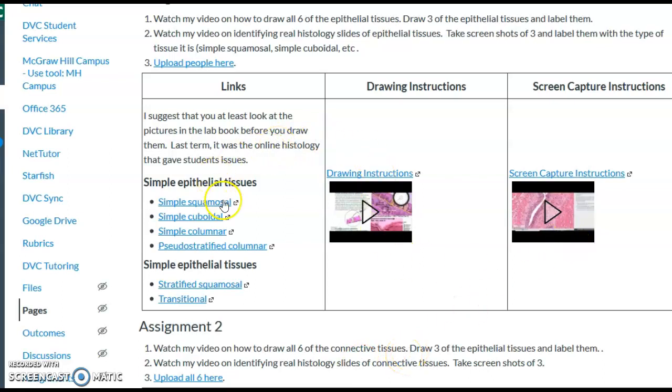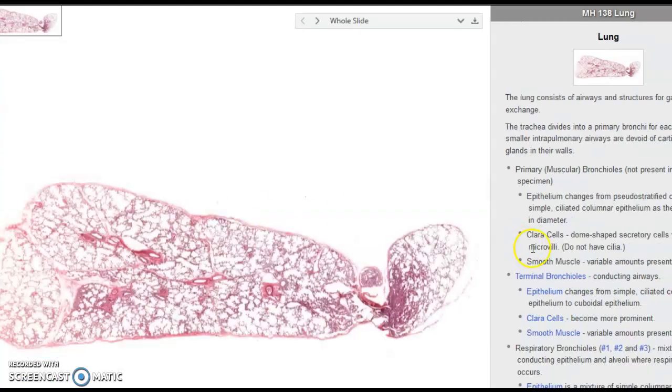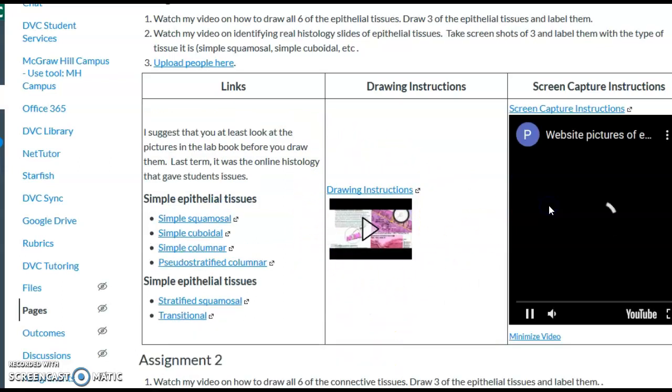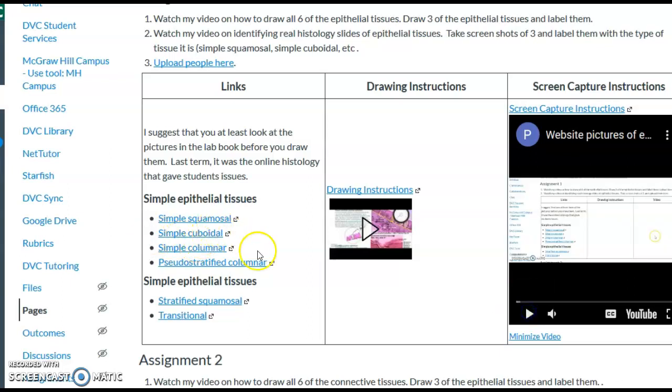Now, the last type of activity we're going to do is histology. For most of the images for histology, I'll provide you links to them. So if I click on this, it takes you to an outside website that actually talks a lot about it. And I'll give you instructions on how to deal with that website in my little instruction videos. And sometimes you'll draw them. Sometimes I'll have you actually make a screen capture.